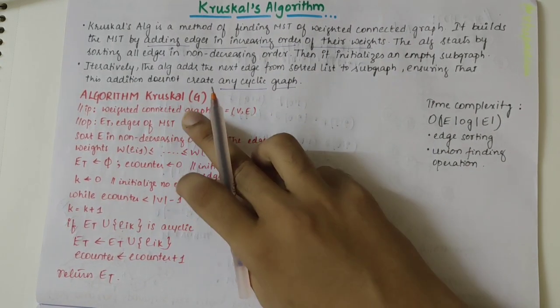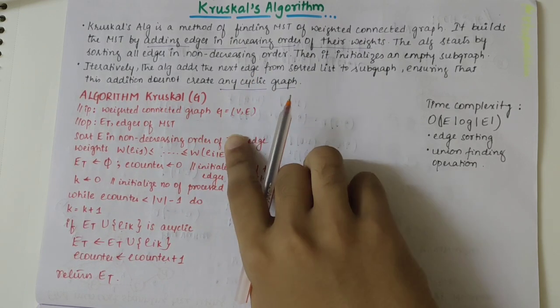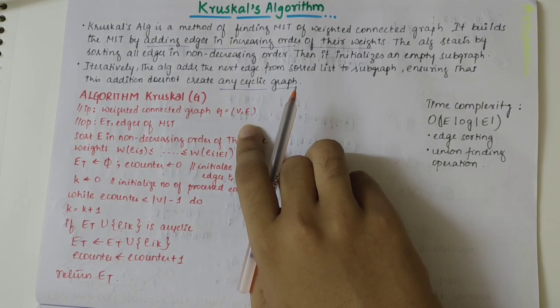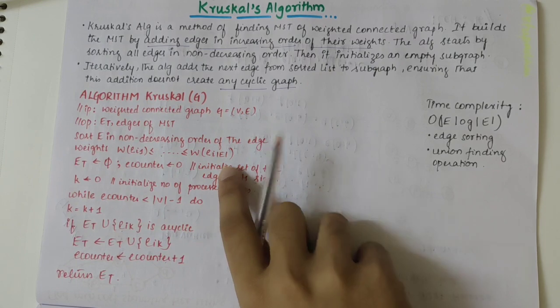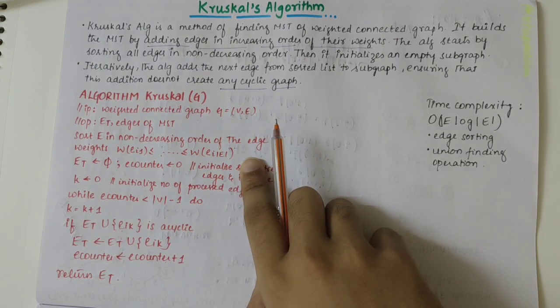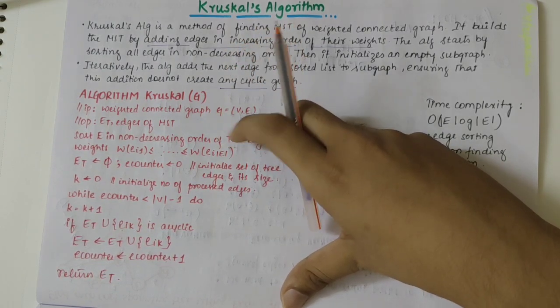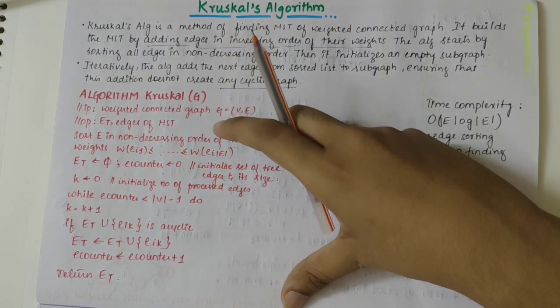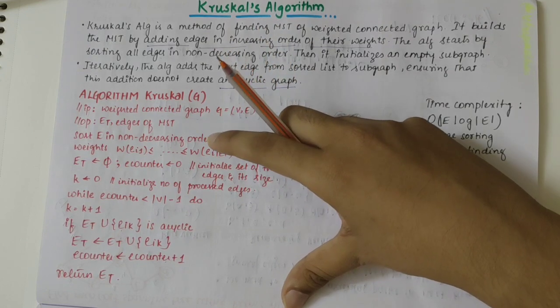So input is a weighted connected graph, G equals (V, E), vertices and edges, and output is E(T), the set of edges comprising a minimum spanning tree. Then we have here, to sort in non-decreasing order of the edge weights, that is from weight of edge 1 to edge E. However many edges there are, we should sort them in non-decreasing order. That is the first line.